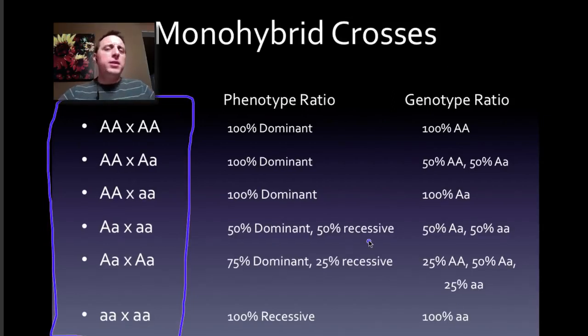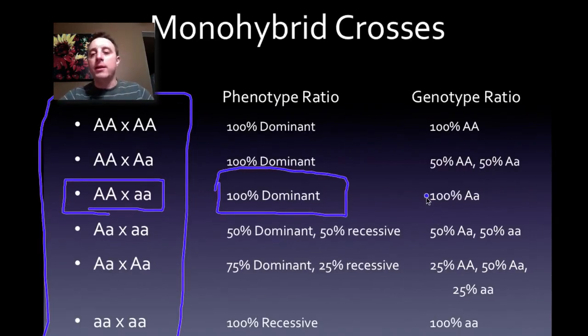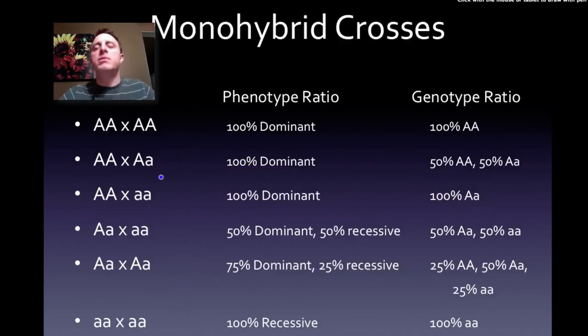So you really should be able to just look at, say, this cross here, homozygous dominant crossed with homozygous recessive, and realize that the phenotype will be 100% dominant, and that the genotype will be 100% heterozygous. Okay, and just to help you with these problems, you should be able to recognize these. Okay, it's really not all that hard. But if you still need to work out the Punnett squares, that's fine. It's going to take a little time and a little bit of practice before you start to recognize them.